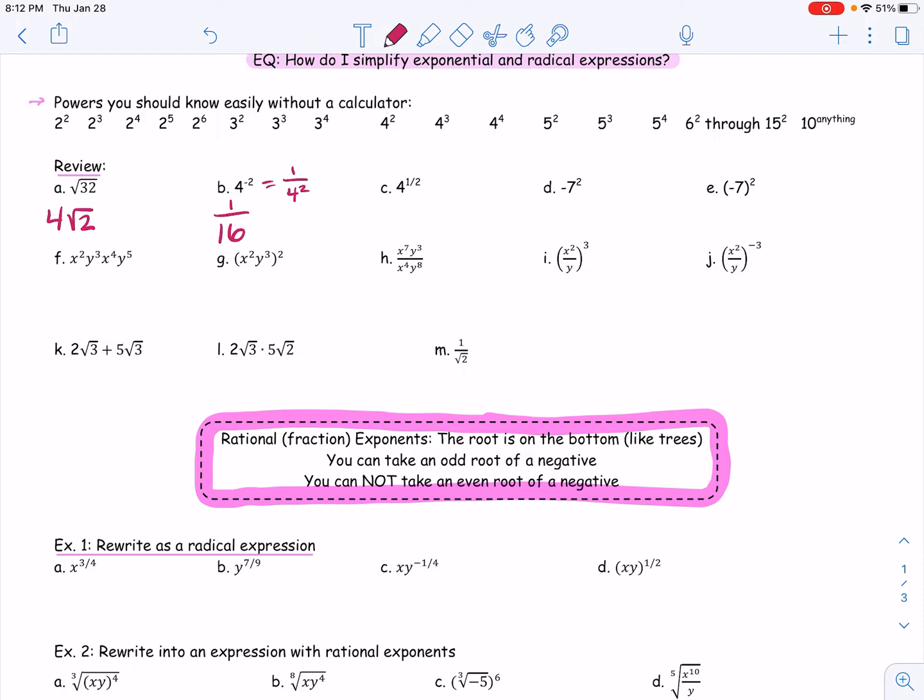A fractional exponent, that is, when we have a fractional exponent, the denominator of that fraction, so in this case 2, is the root.